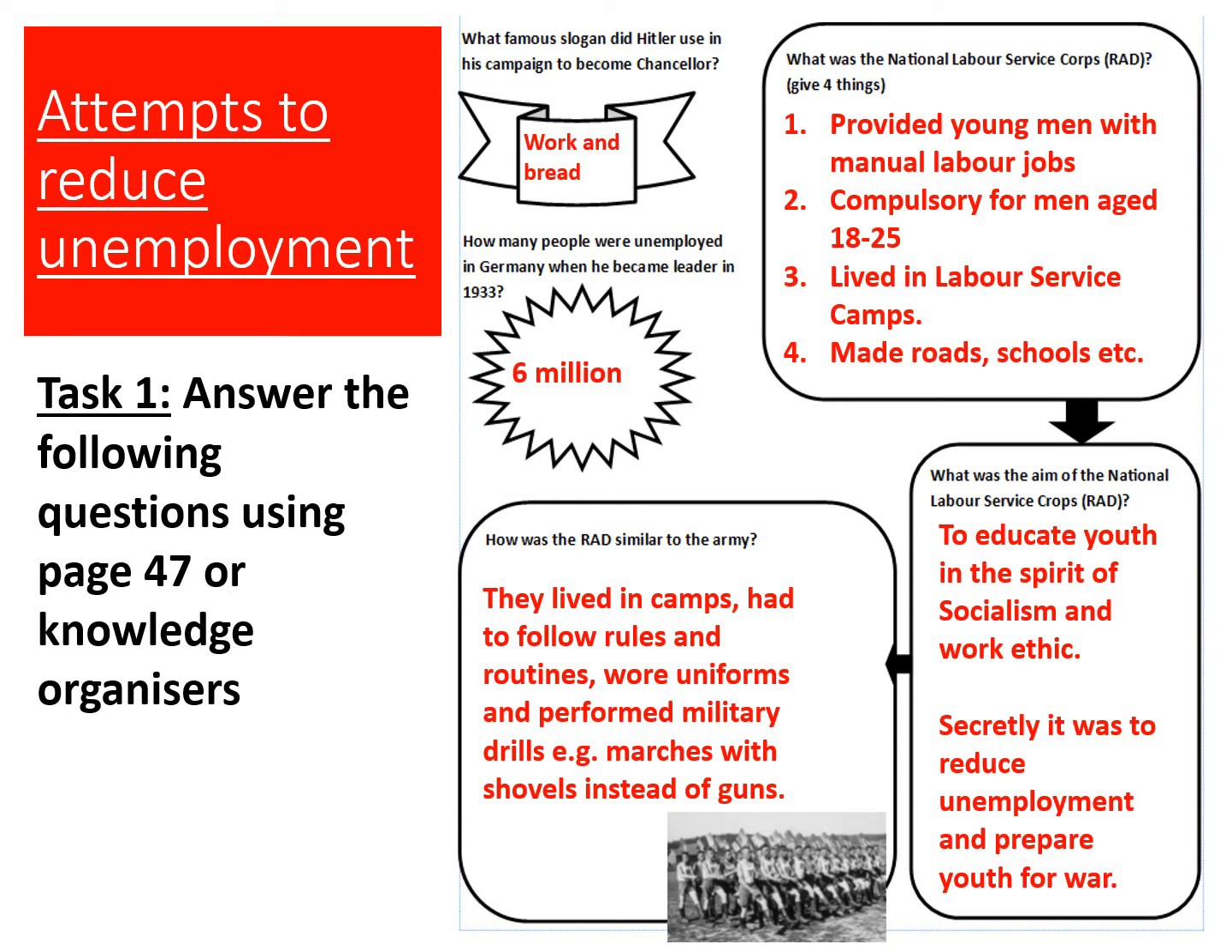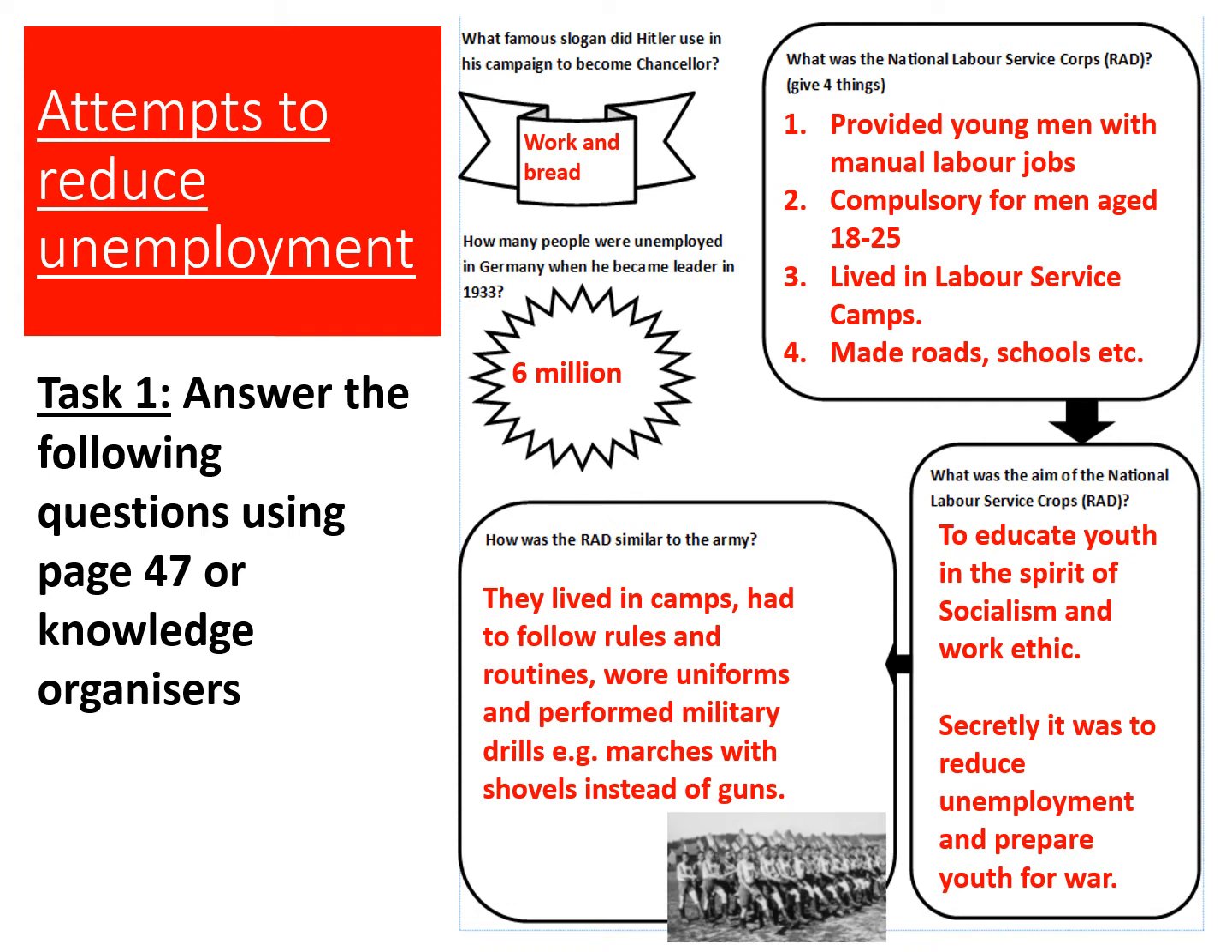Right, so what famous slogan did Hitler use? Work and bread, that old classic one. It said that 6 million people were unemployed in Germany when Hitler began to be leader in 1933. That's a really large amount. So one of his key aims, and he promised it in his propaganda campaign, didn't it? Work. I'm going to create jobs, and I'm going to make sure you've got money to feed your family.